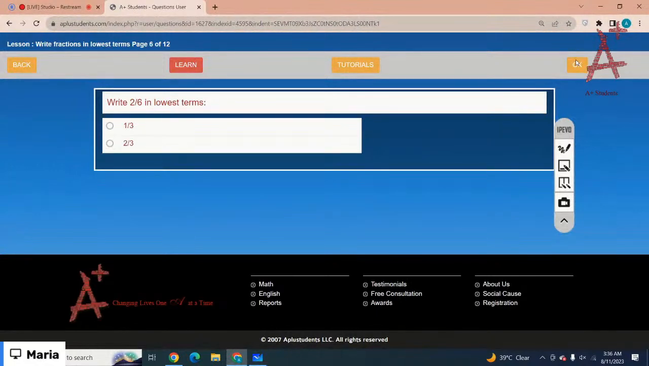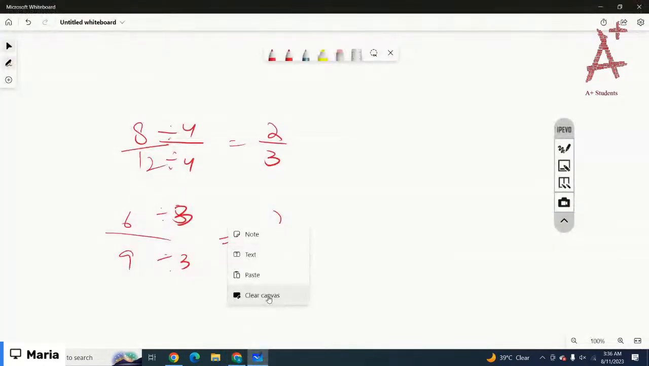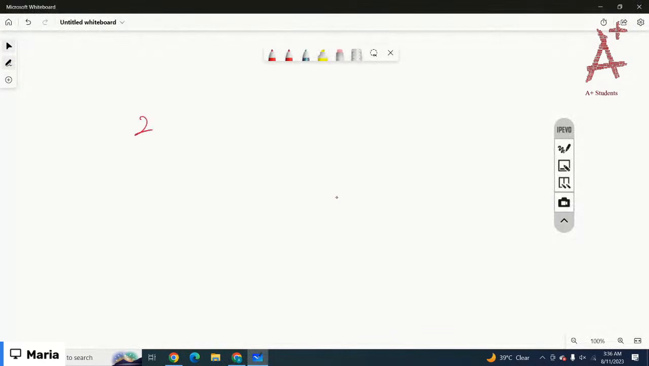Okay, the next one is write 2 by 6 in lowest terms. So how do you write 2 by 6? Okay, so 2 over 6 can be divisible by, which is the largest number that can divide 2 by 6? It is 2. So just divide them by 2. So 2 times 1 is 2 and 2 times 3 is 6. It is 1 over 3.